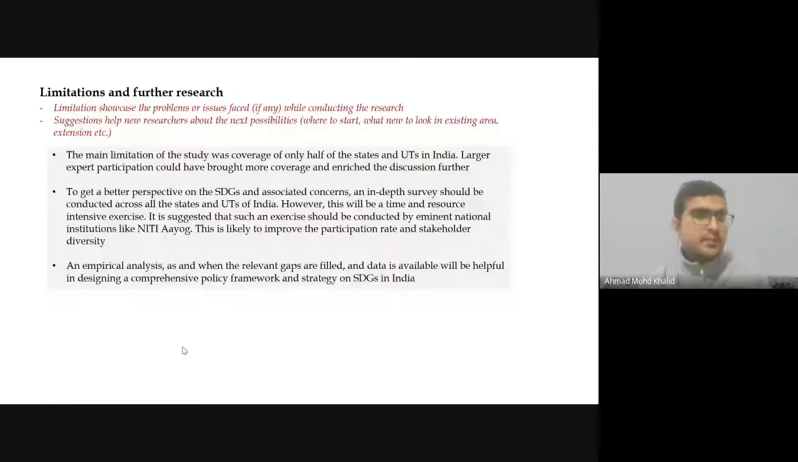Then I think the last component, as I said earlier, is that always when we are doing research or any project, we face some problems while conducting it. These issues may range from anything, several factors. So, for example, limitations showcase the problems or issues we faced while conducting the research.